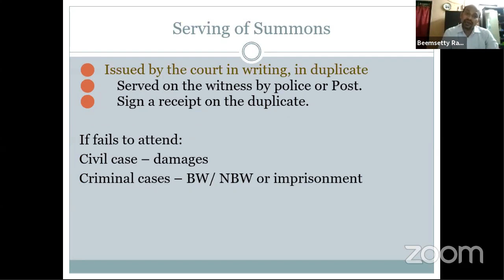And who will be serving the summons? It is issued by the court in writing, in duplicate, and served on the witness by police. Either the police will come personally and give the summons, or it is sent by post. And what is the procedure? He should sign a receipt on the duplicate, and that duplicate should be given to whoever brings it, and the original he should keep with him. And what happens if he fails to attend? In civil cases, whatever damages occur, he should be paying.